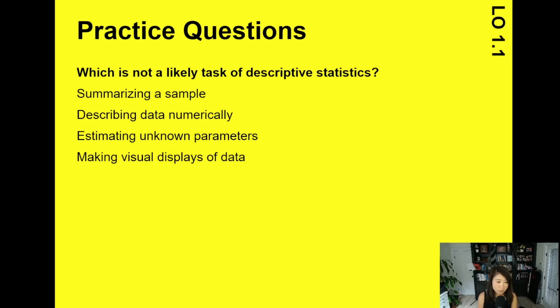And how about the last option, making a visual display of data? Again, this is just stating the facts, how our data looks. Let's say you have a whole class of 30 students, 20 male, 10 female, and then you just create some kind of chart to represent that. You are just stating the fact. You are not using that to predict the population or something unknown. Therefore, for this question, which is not a likely task of descriptive statistics, that will be the third option, estimating unknown parameters, because that belongs to inferential statistics.